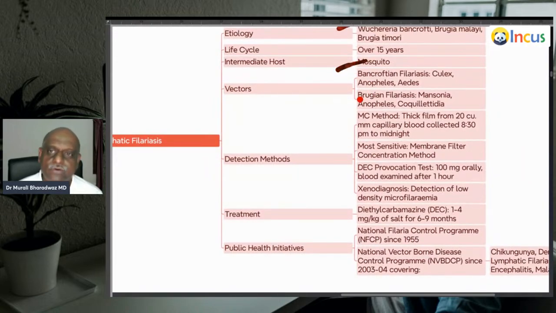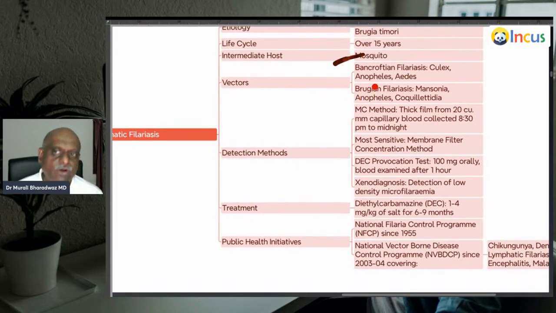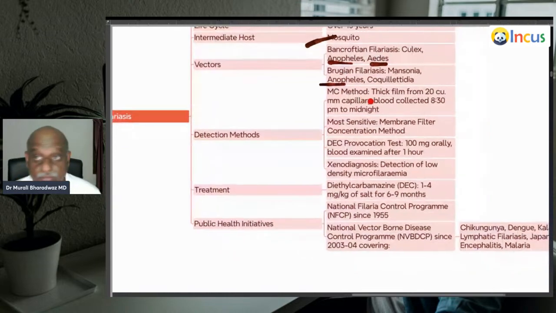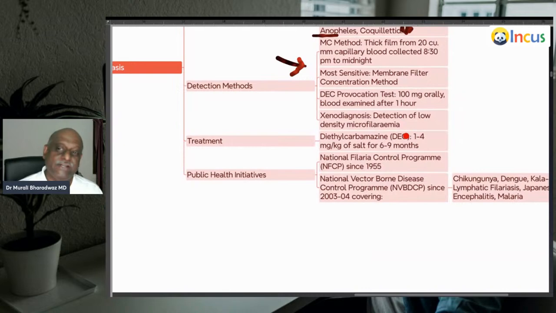Mosquito is the intermediate host. Culex, Anopheles, Aedes is for Bancroftian. Mansonia, Anopheles is for Brugian. Most common method is thick film. Most sensitive method is membrane filter concentration.